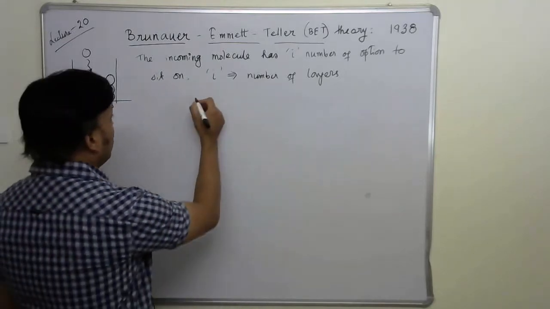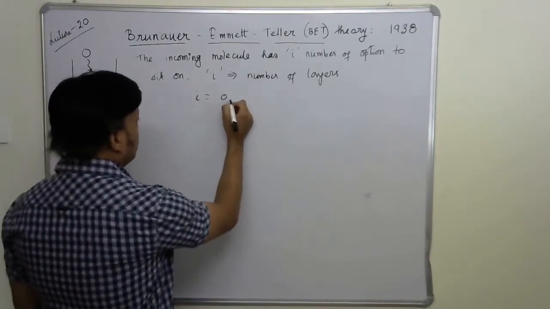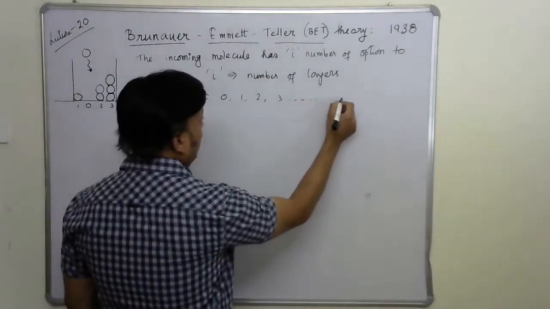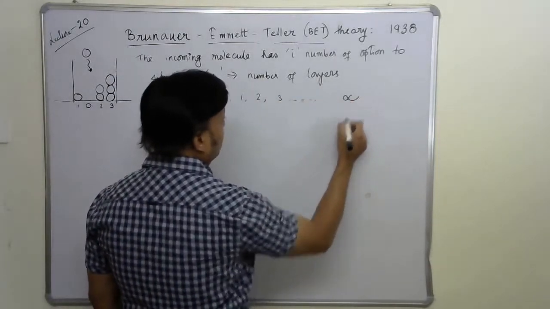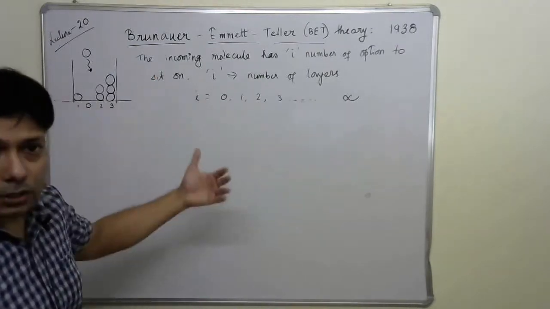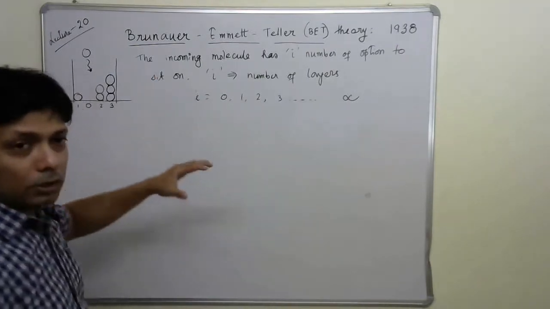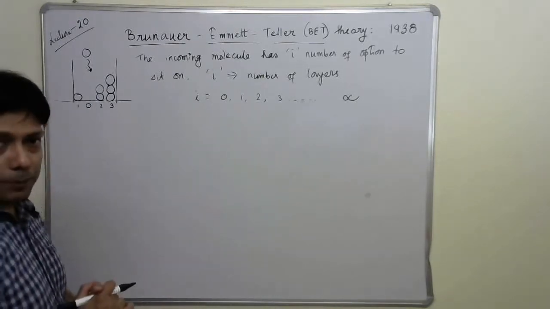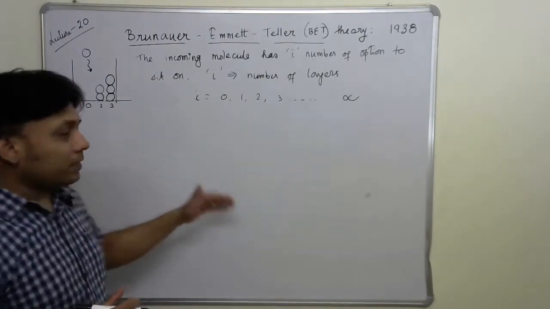Alright, so I can be 0, 1, 2, 3, etc., and that may lead up to infinity. So there are an infinite number of options for an incoming molecule to sit on. Now that we can understand this, what is our purpose?